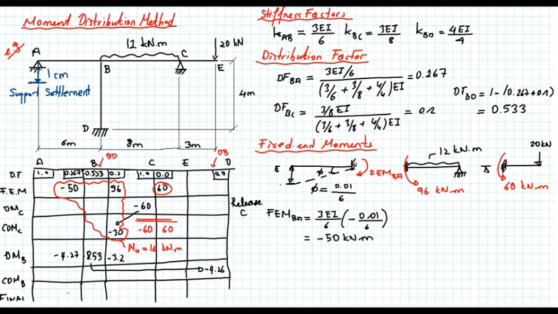0, minus 54.27, minus 8.53. Here I got 62.8, minus 60 plus 60, and minus 4.26. So these are the final moments.